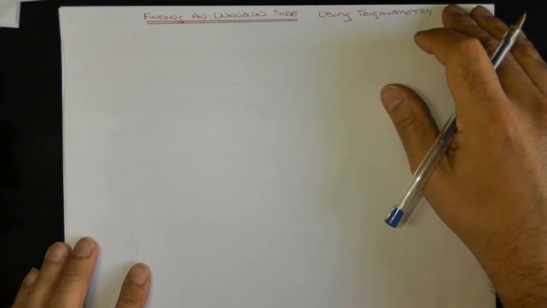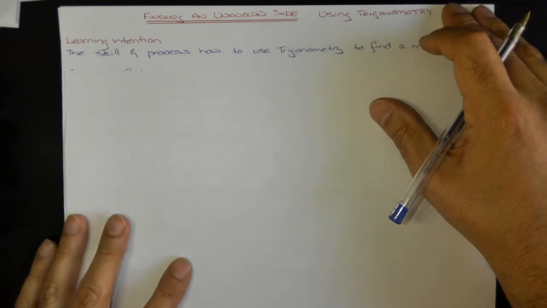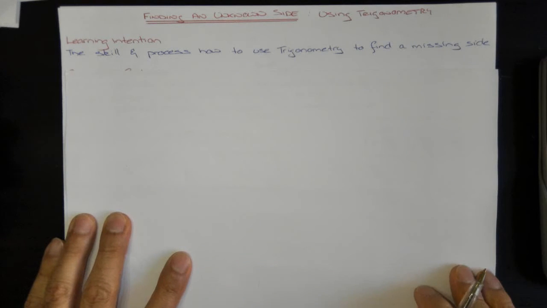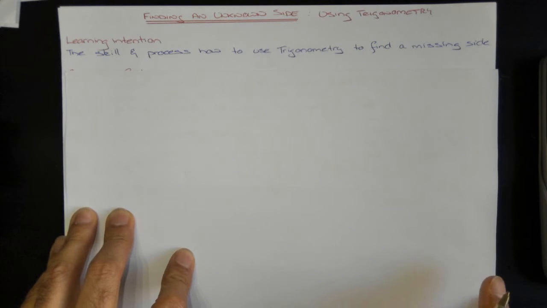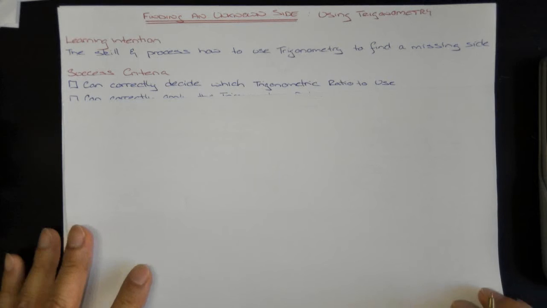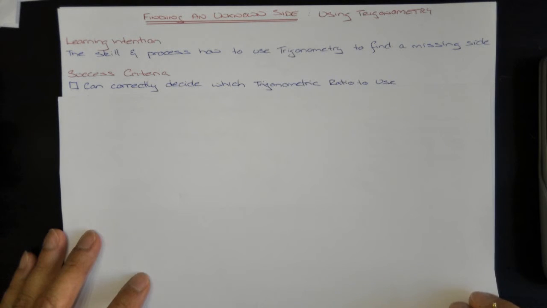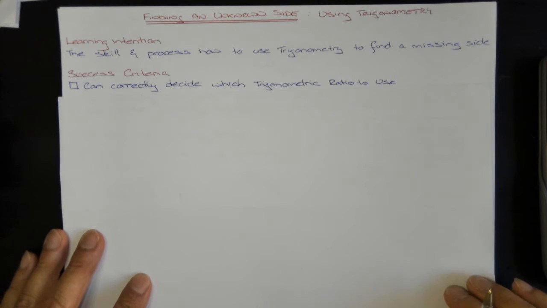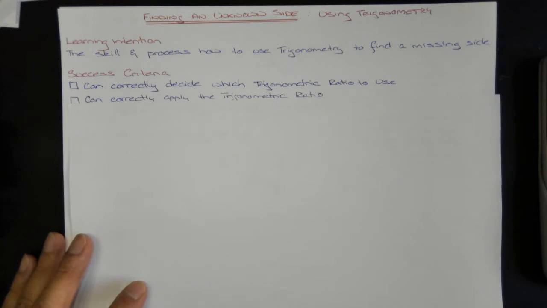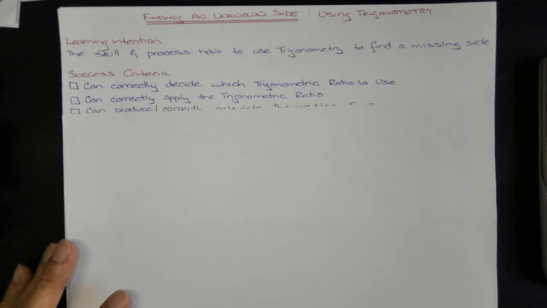Okay, so today we're going to learn how to use trigonometry to find a missing side or an unknown side. So our learning intention is we're going to learn the skills and the process of how to use trigonometry to find a missing side. We're successful if we can correctly decide which trigonometric ratio to use, correctly apply the trigonometric ratio, and produce the correct solution.